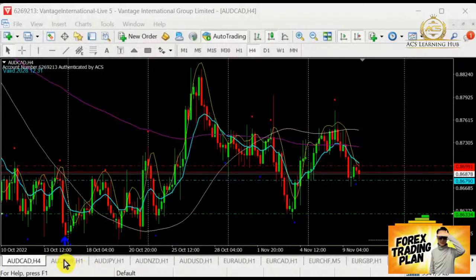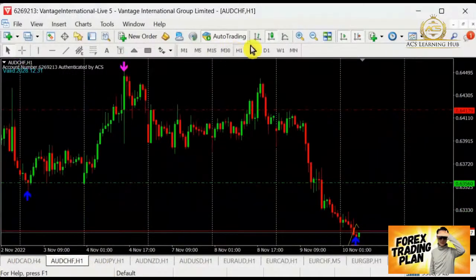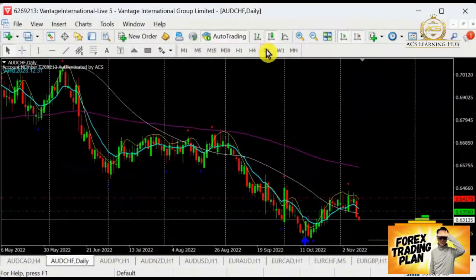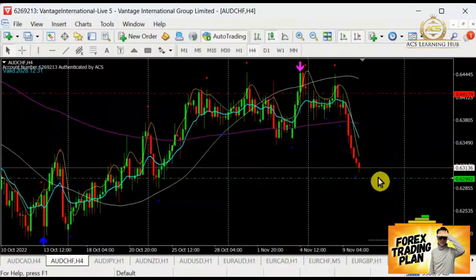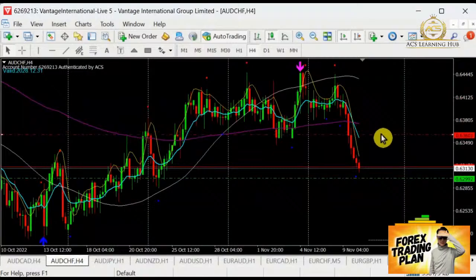Then Aussie franc. Aussie franc is in the bear, and we are coming back for the selling today. As of yesterday, it has also started selling. Since we are looking out for selling, we should be looking out where to take our profit, which is over here, and where to enter a trade where we see there may be some retracement here.